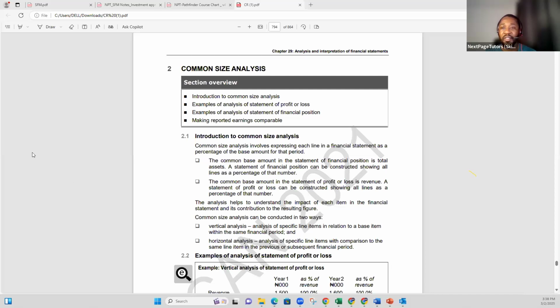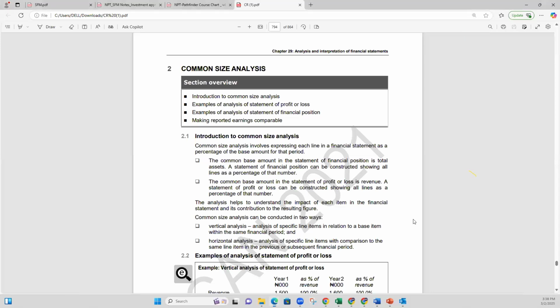So can anyone read for us? Go ahead, Oyindamala, I think your hand is raised. Okay. Introduction to common size analysis.